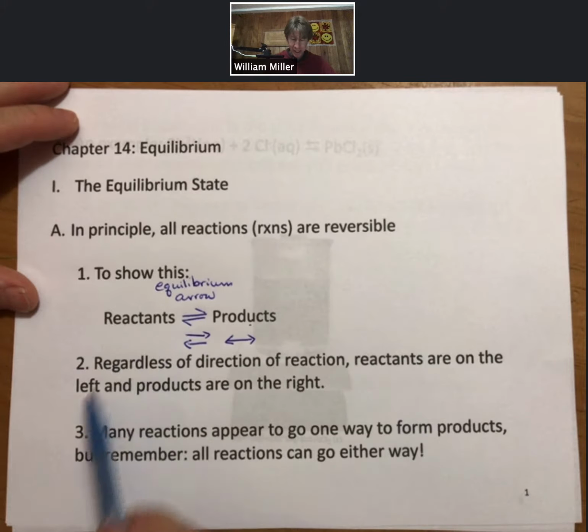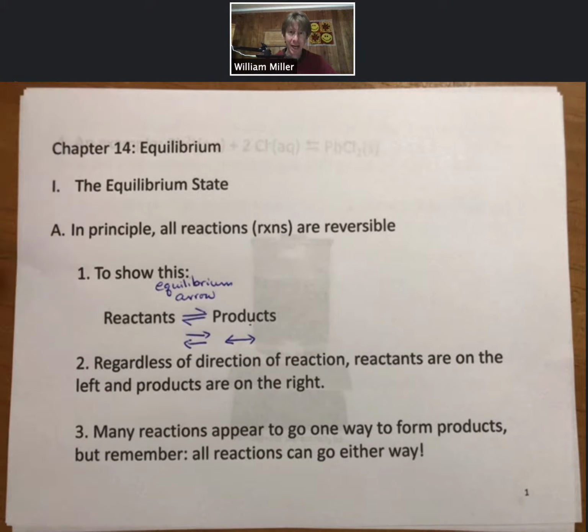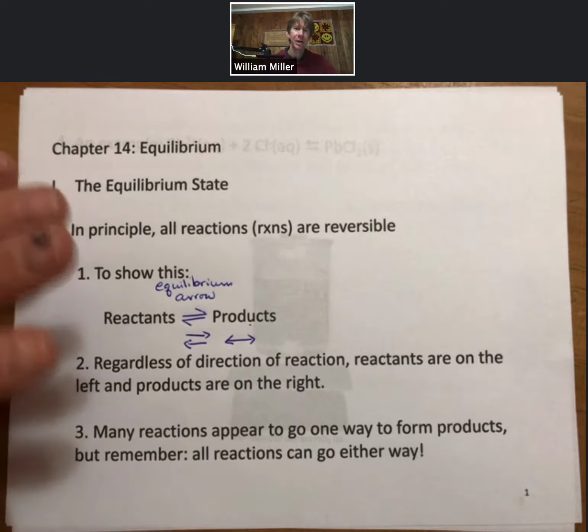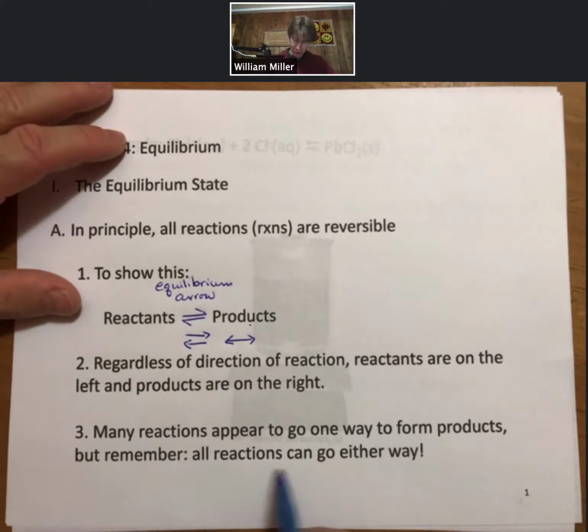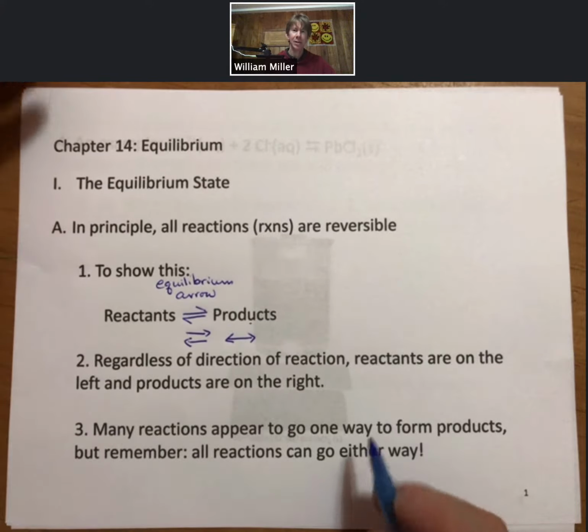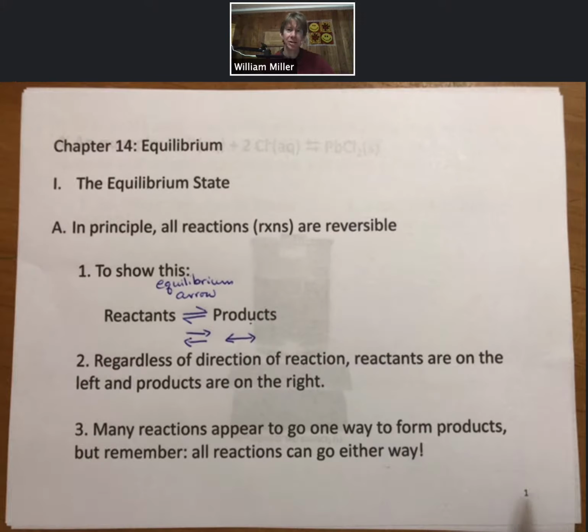And so we have to define the things on the left as the reactants. That will always be the reactants regardless of which direction the reaction goes, and the products are on the right. And just remember from our previous work, many reactions appear to go one way from reactants to products, but that was only because in our beginning studies of chemistry, we chose those reactions. And all reactions can go either way. And part of what we're going to figure out is which reactions can go which direction under which conditions.